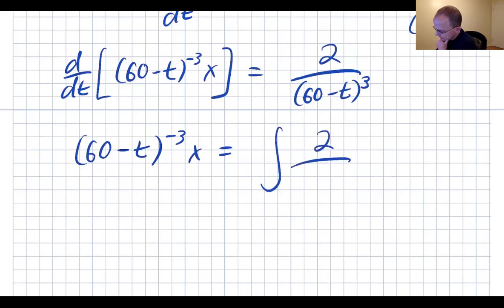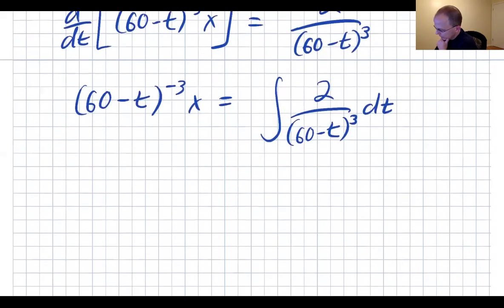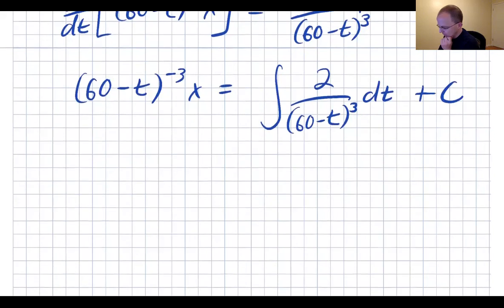So now we integrate both sides. Integrate. Okay, and we will have a plus c here as well after we integrate. Okay, so we want to integrate this. Why don't we go ahead and do the u sub carefully, just so we don't make any mistakes. So I'm going to let u be that, and that means that du is equal to negative dt.